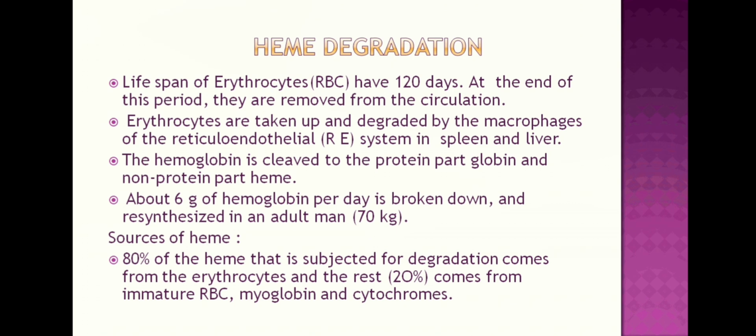The hemoglobin is cleaved to the protein part and non-protein part. Protein part is globin and non-protein is heme. About 6 gram of hemoglobin per day is broken down and resynthesized in an adult man. 80% of the heme that is subjected to degradation comes from the erythrocytes and the remaining 20% comes from immature RBC, myoglobin and cytochromes.